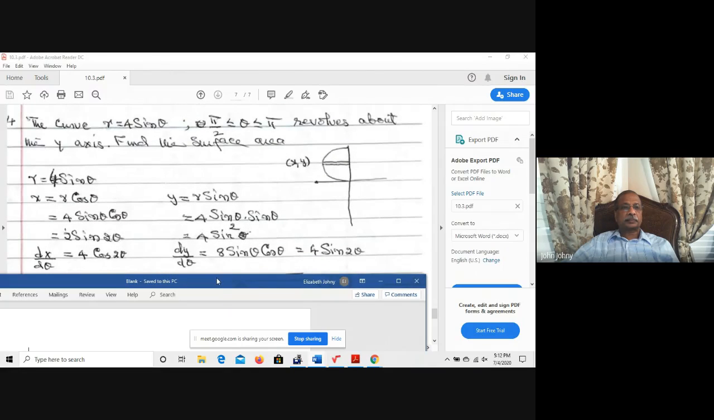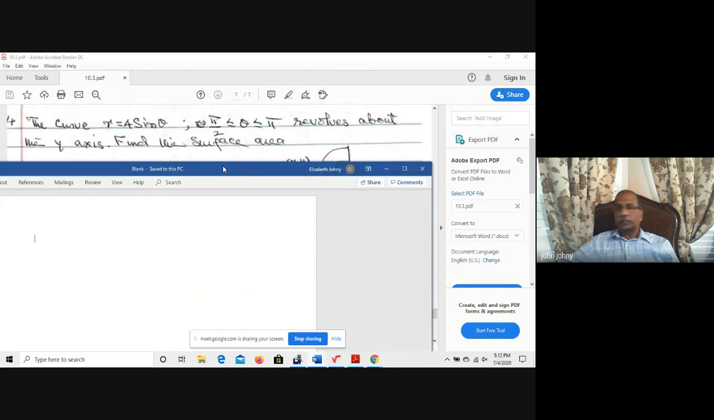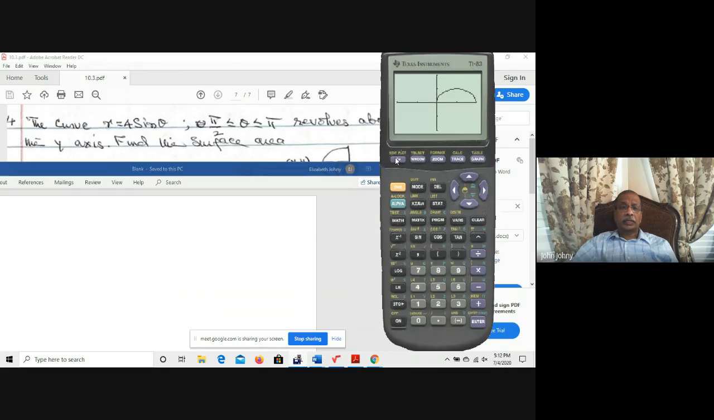Next question. The curve r is equal to 4 sine theta, pi over 2 less than or equal to theta less than pi, revolves about the y-axis. Find the surface area. So let us see how the graph looks like. r is equal to 4 sine theta.